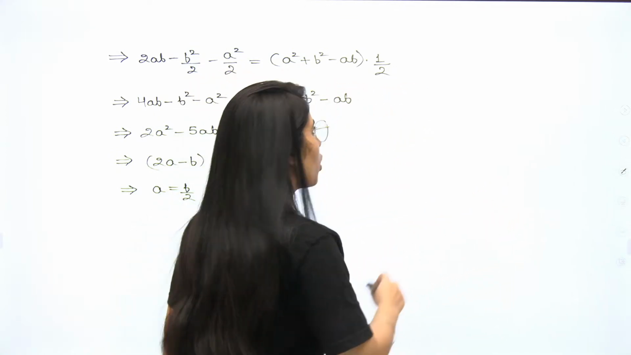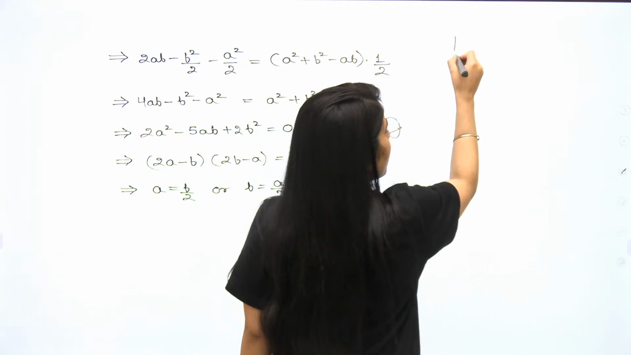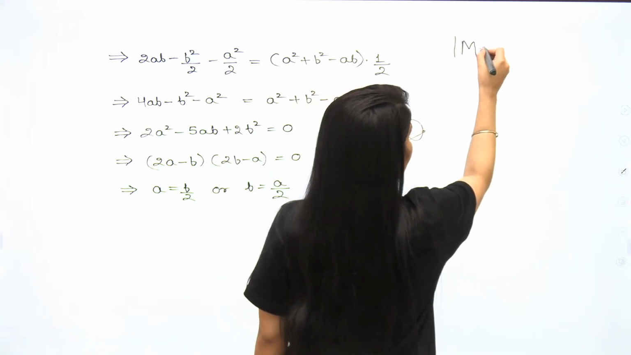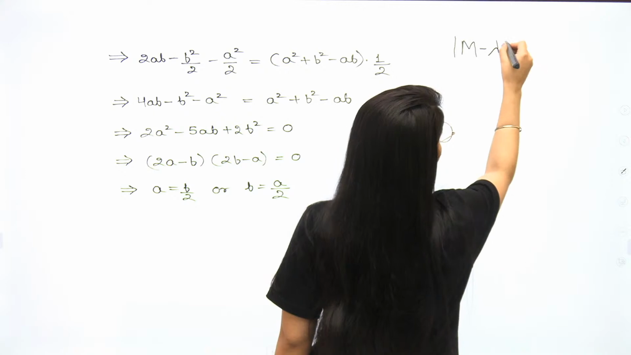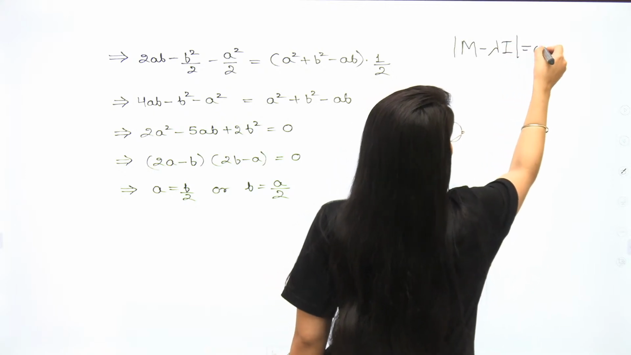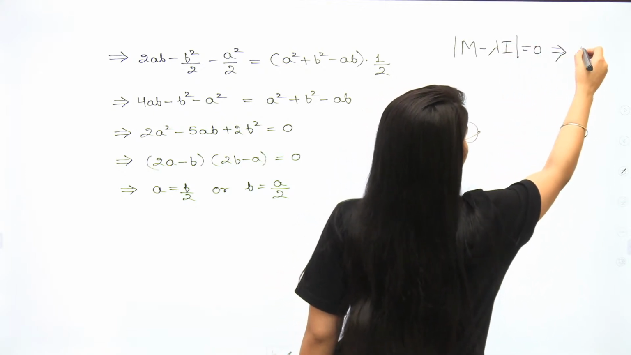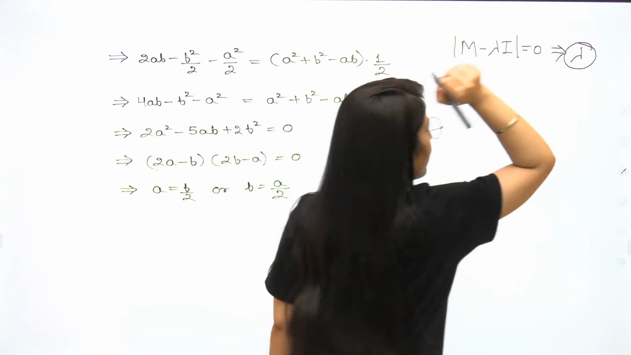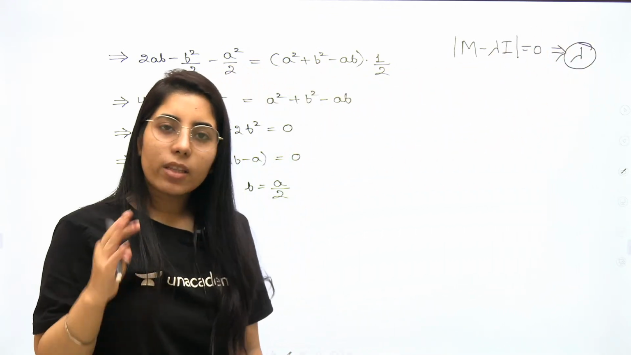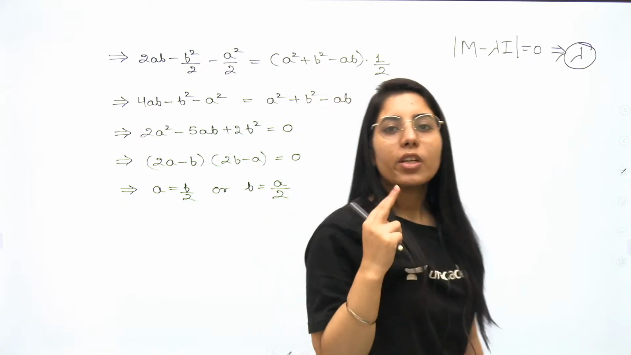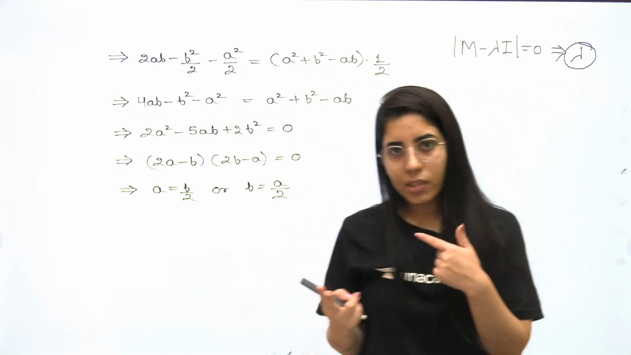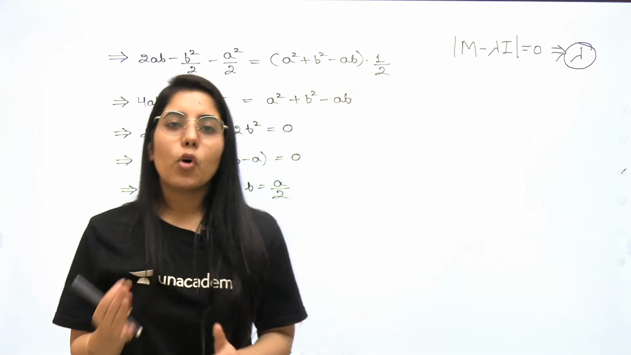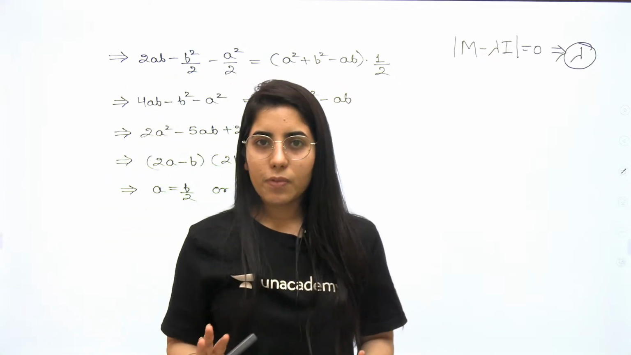So the main point is that you just need to use the eigenvalue equation, M minus lambda I is equal to 0, and from here get the values of lambda, which are going to be the eigenvalues. If it is a 3 by 3 order matrix, you will get 3 eigenvalues. If you have a 2 by 2 order matrix, you will get 2 eigenvalues. If it is a 4 by 4 order matrix, you will get 4 eigenvalues.